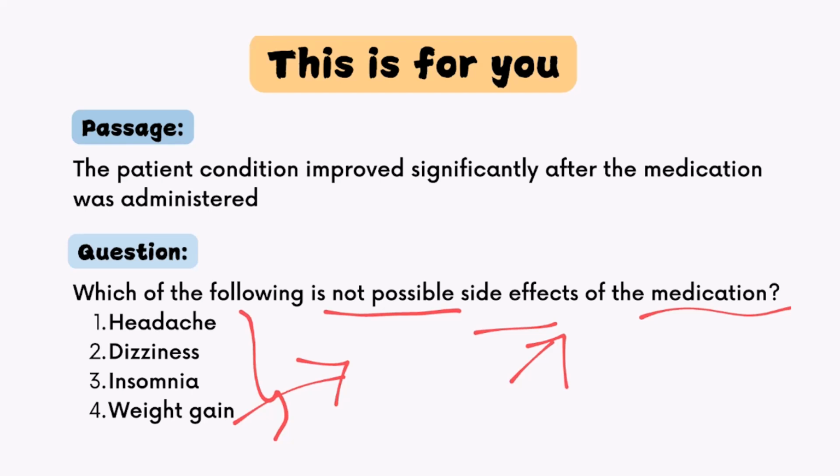So in your passage, what they have mentioned is that the patient's condition improved significantly after the medication was administered. Okay, so what are the side effects that you need to choose related to medication, but which one is not related to the medication administration that you need to choose? So for question number 2, that is your task. You are choosing the last option, weight gain, as the right one.